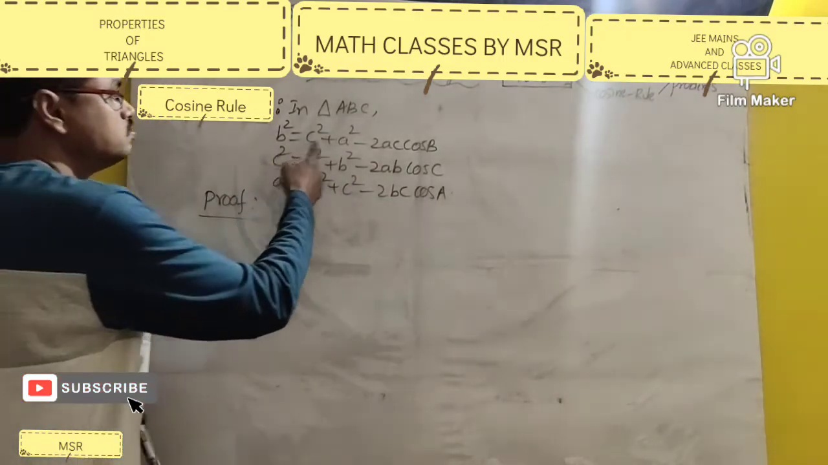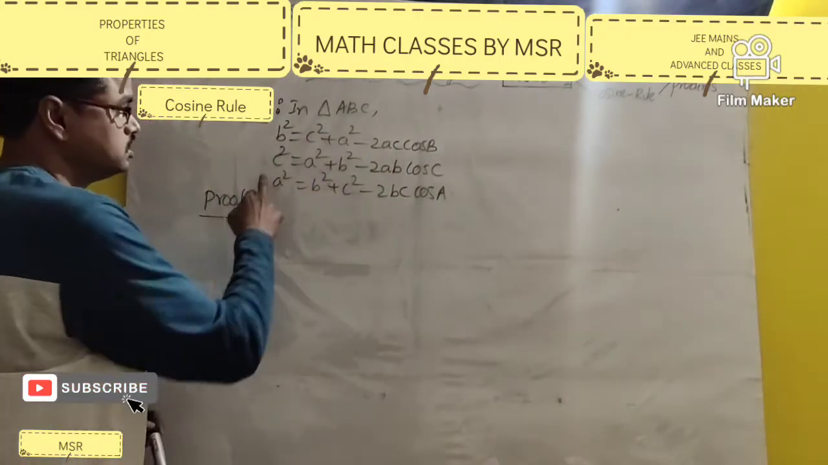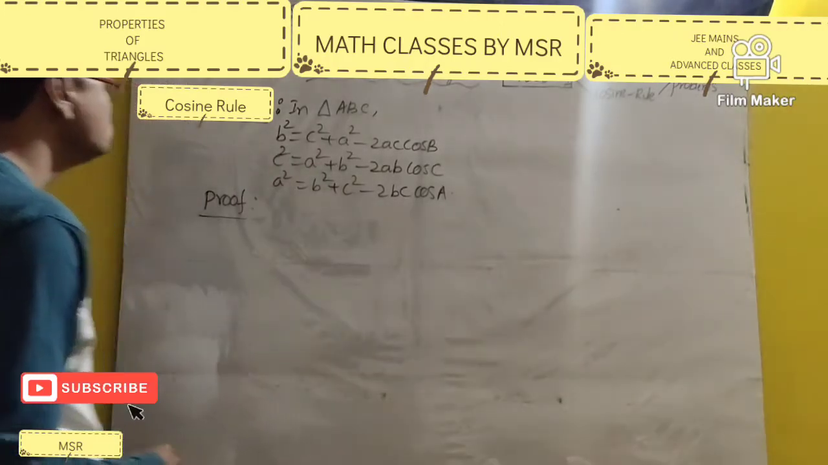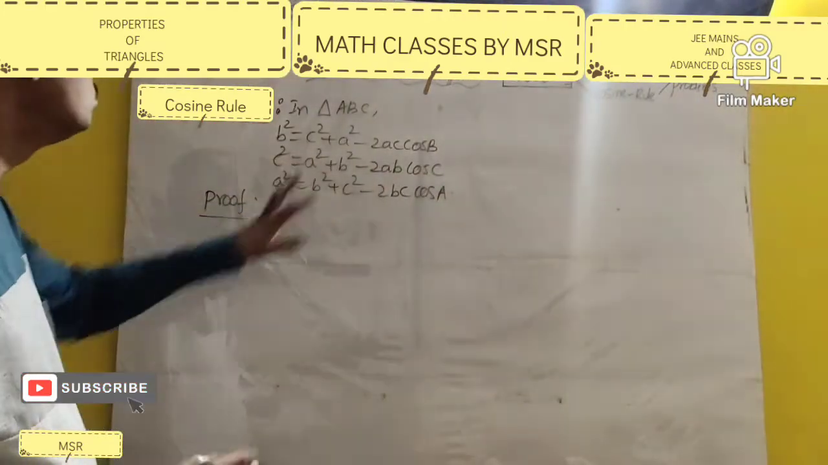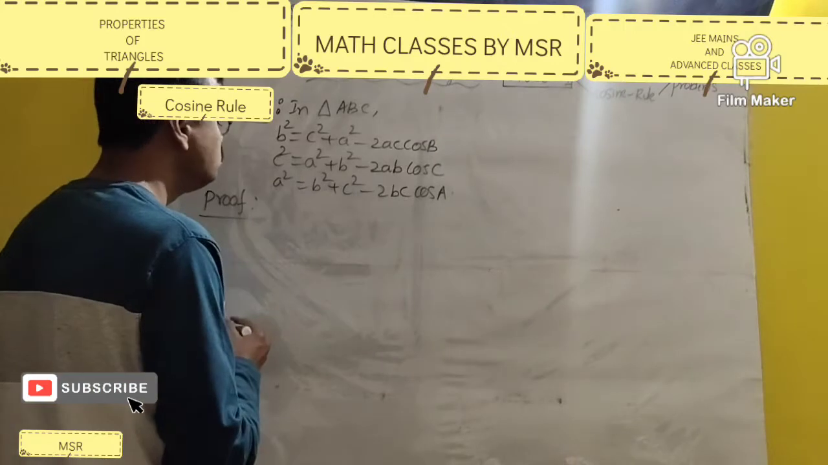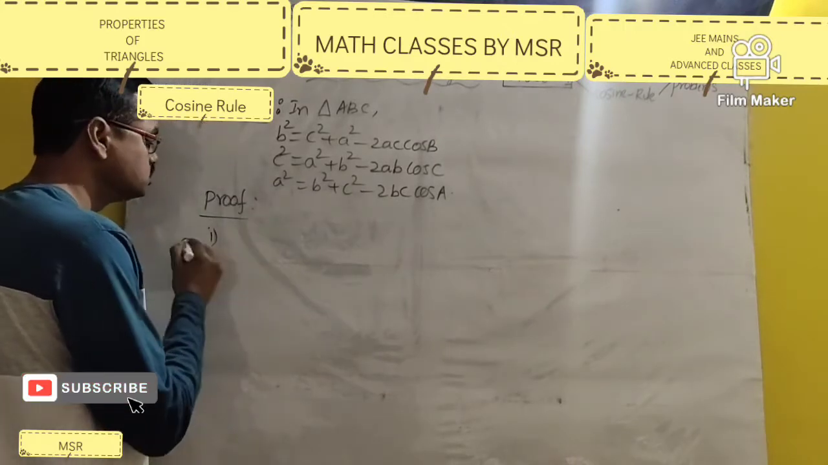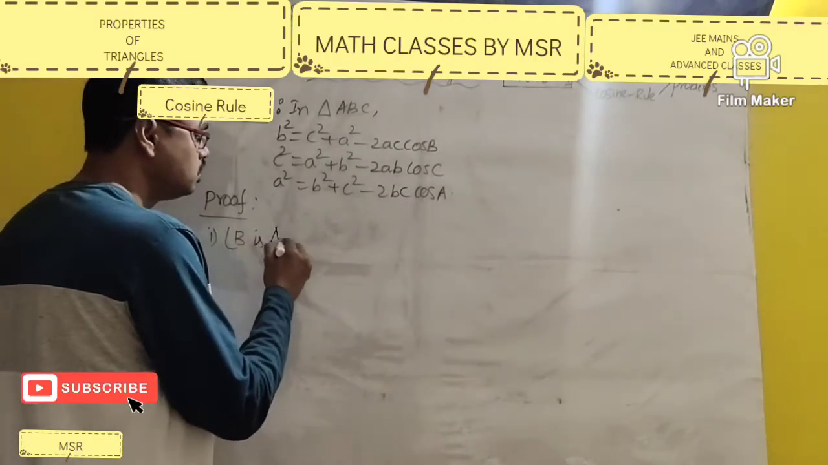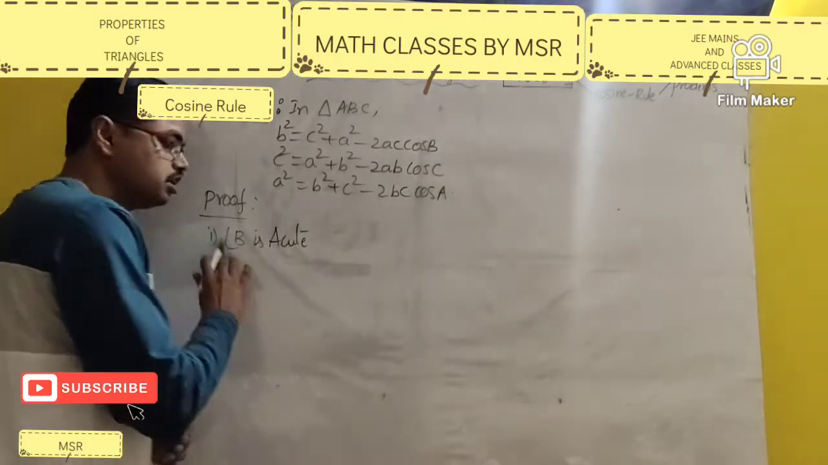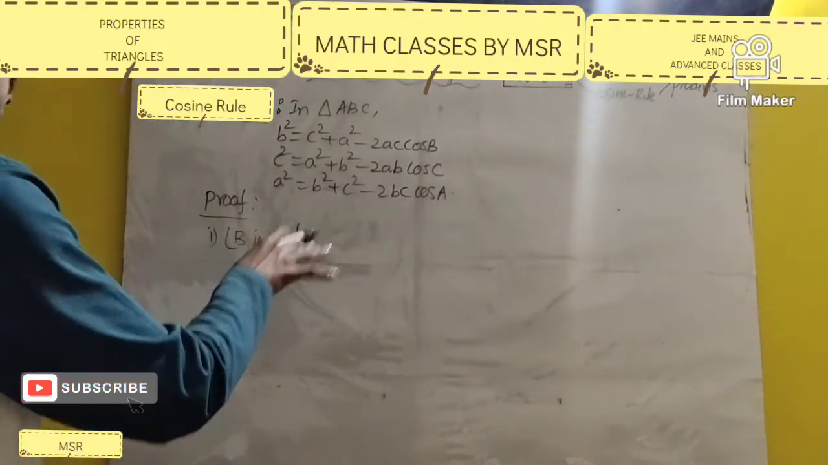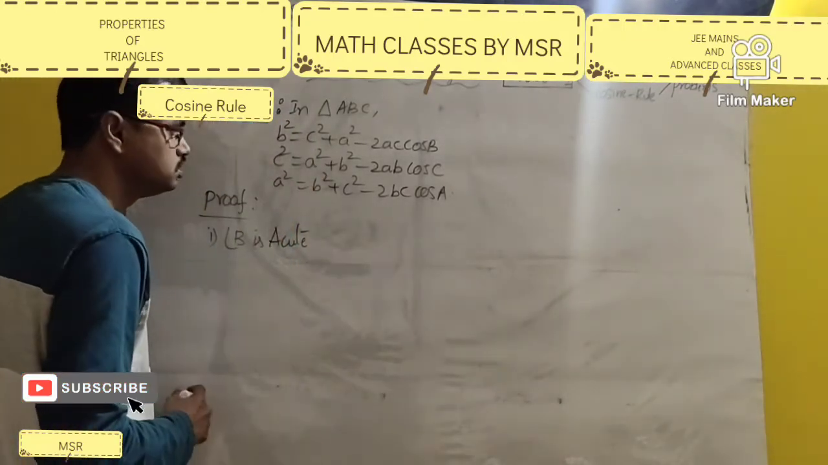b² is expressed in terms of the other two sides, c² in terms of the other two sides, and a² in terms of the other two sides. So how to prove this? As in the previous proof, here also we'll proceed in three cases. Let us say angle B is acute, angle B is right, angle B is obtuse. In all three cases we are going to prove this statement.